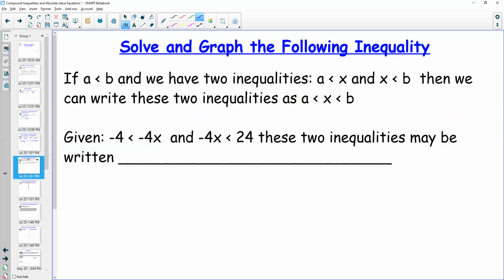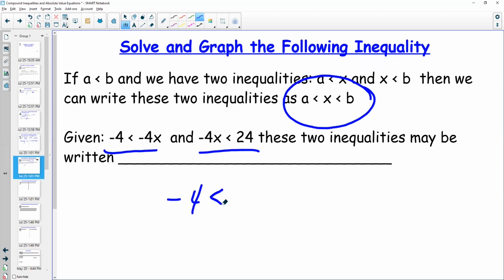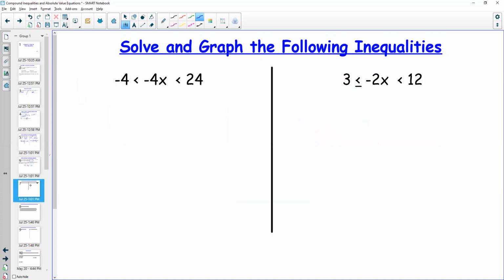Okay? So here's the thought. If we have two inequalities, A is less than X and X is less than B, then we can write these as a compound inequality. We started this in a previous lesson. So we can rewrite something like this as a compound: negative 4 is less than or equal to negative 4x is less than 24. That's the idea here. And then we can solve it. So we're going to do that on the next screen.